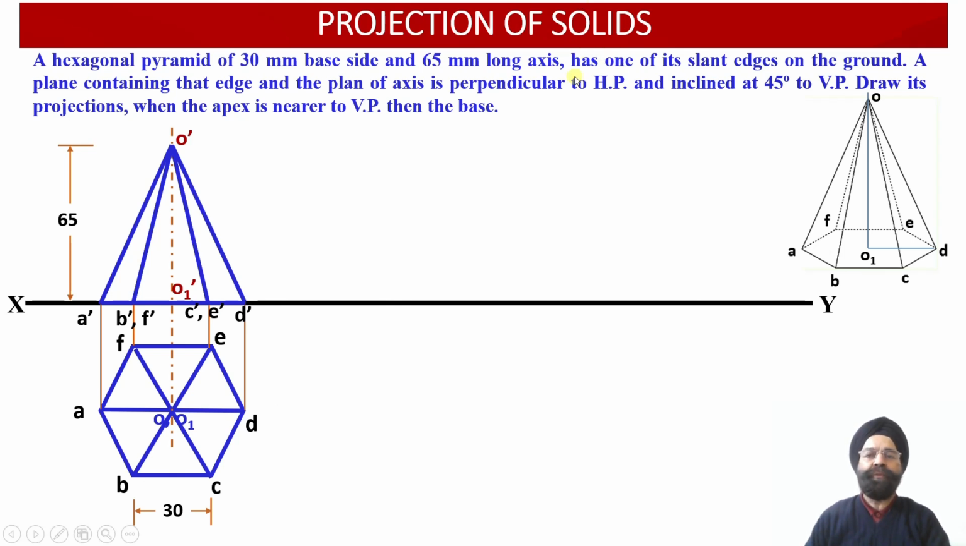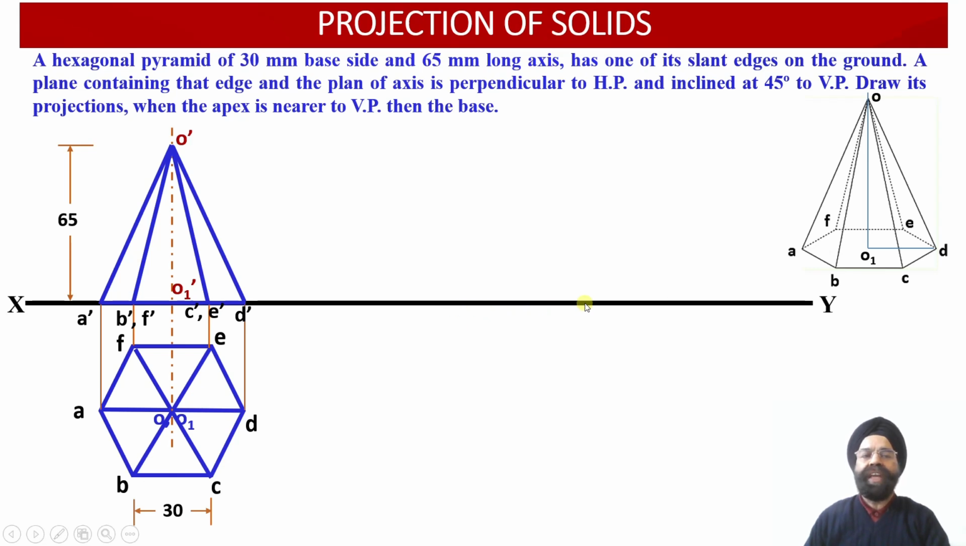Now we are provided with the information that this hexagonal pyramid is inclined with respect to the horizontal plane in such a way that one of its slant edges, that is O dash D dash, lies on the horizontal plane, or on the ground. So one of the slant edges, which we have chosen as OD over here, O dash D dash, we have to rotate in such a way that this hexagonal pyramid has its slant edge O dash D dash lying on the horizontal plane.